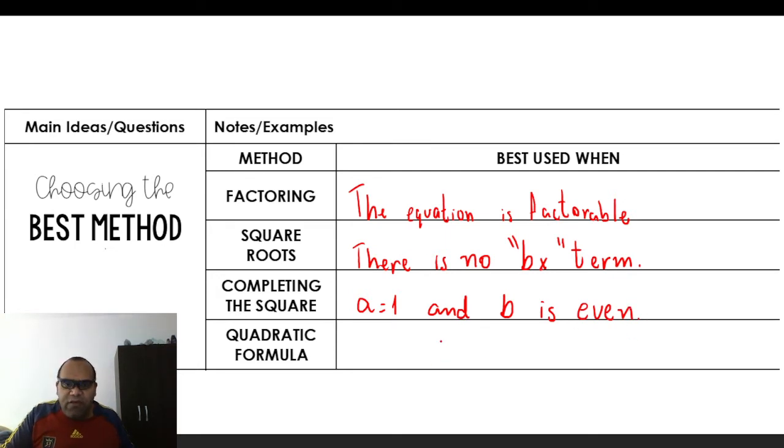And the quadratic formula, mister, when do I pick the quadratic formula? You pick this one in all other cases. You try all the other ones, and if you cannot use any, use this one. Great. Let's go to some examples of how to do it.